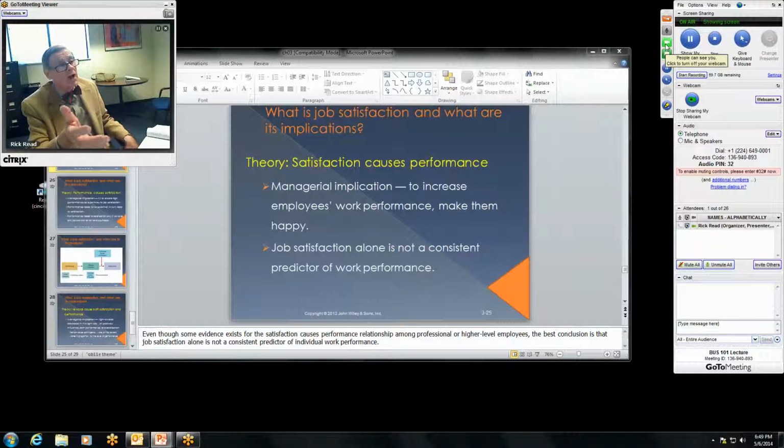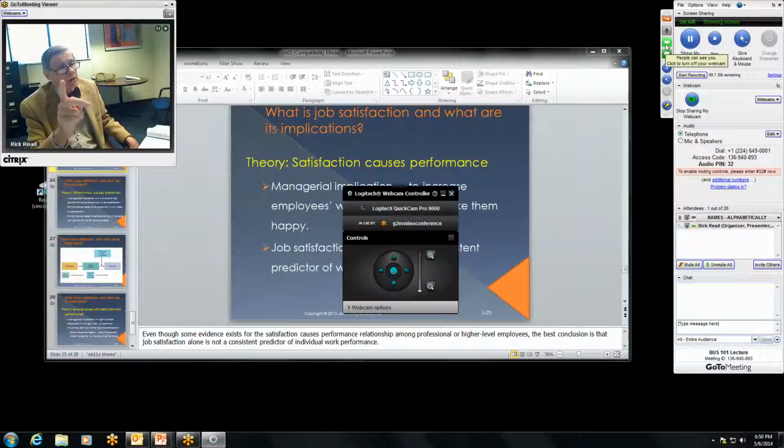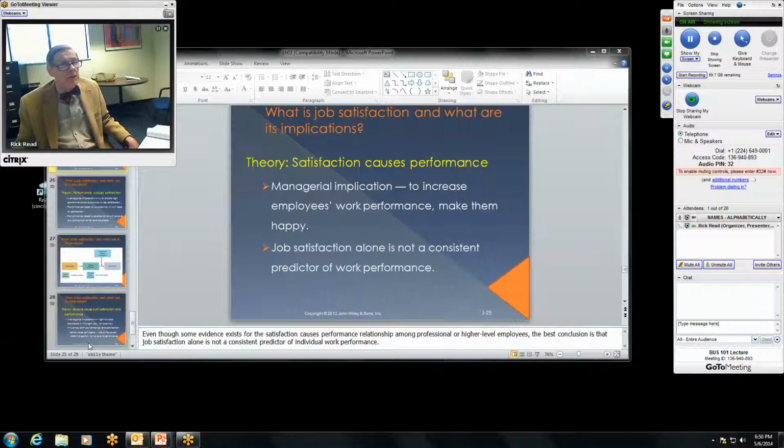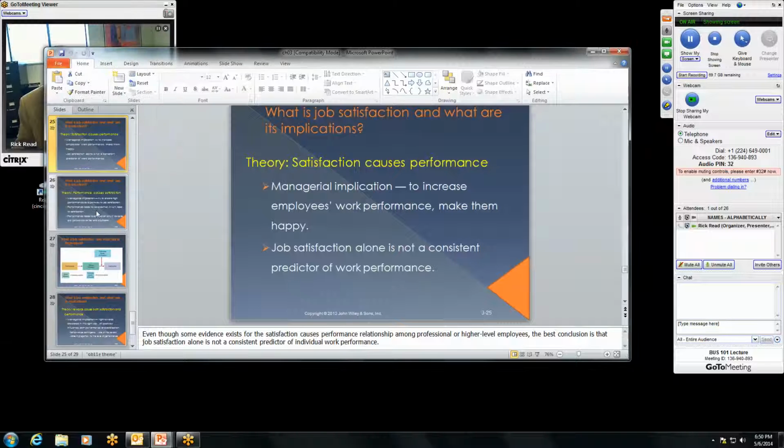This one, satisfaction causes performance. To increase performance, make the employees happy. So you need to be, and we'll talk about relationship-oriented management in chapter 12, relationship between managers and their subordinates. Notice here what it says is the job satisfaction is not an adequate predictor of work performance. They use the term consistent, but adequate will serve our purposes.